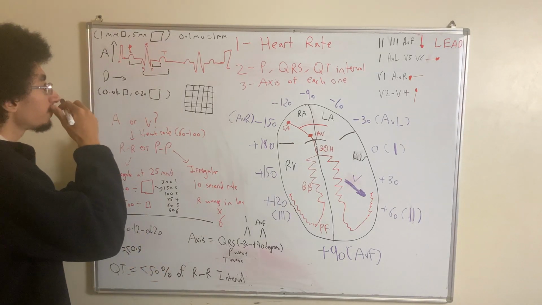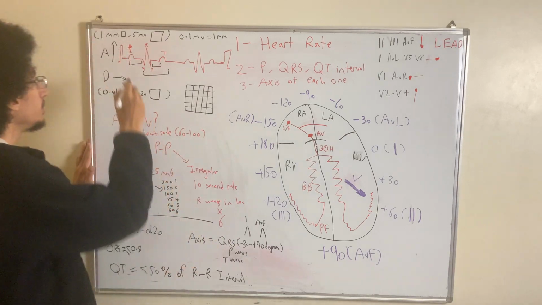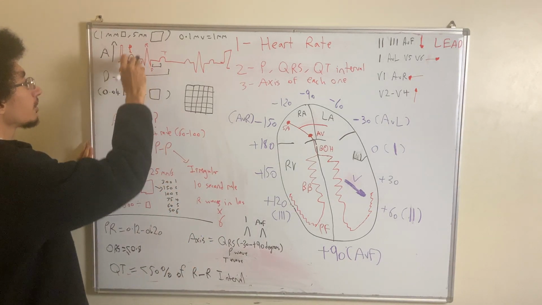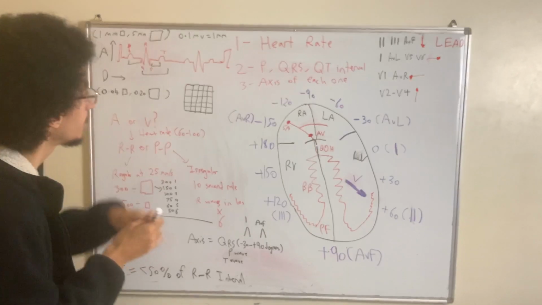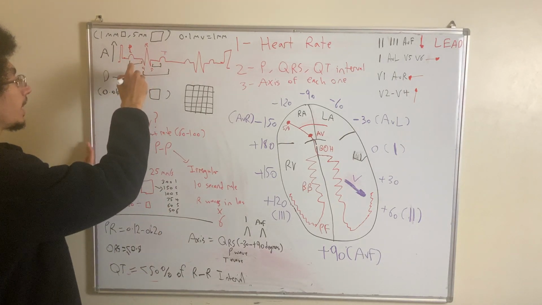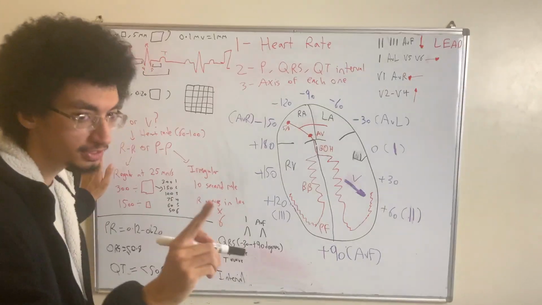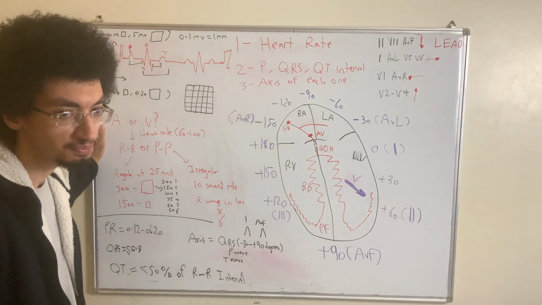However, if you see an upward deflection, the first upward deflection you see after a P wave, this is known as your R wave. So, any negative deflection that comes first after a P wave, Q wave. However, if you have a positive deflection, the first positive deflection that comes after a P wave, then it is known as the R wave.